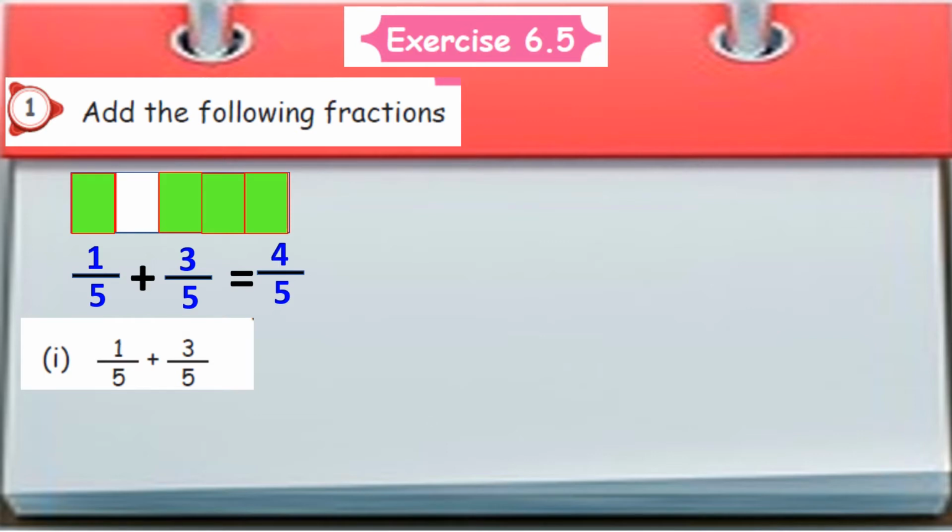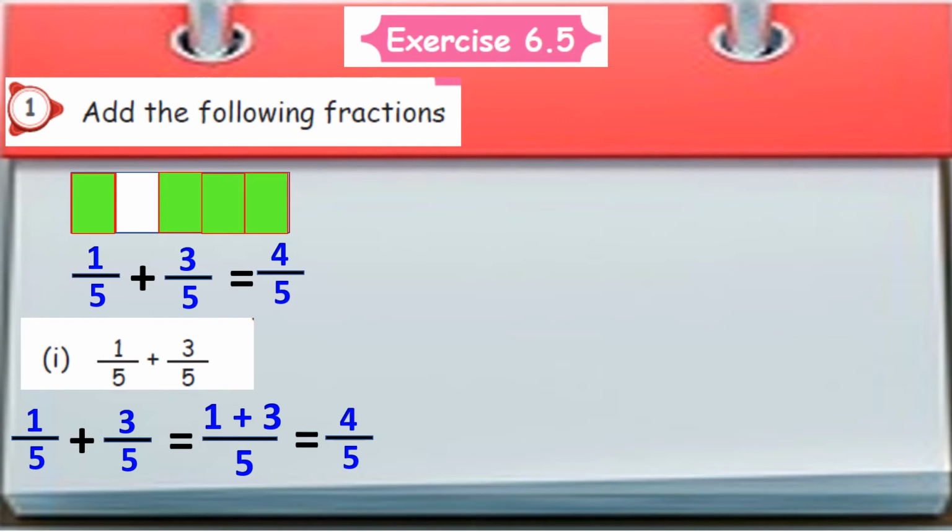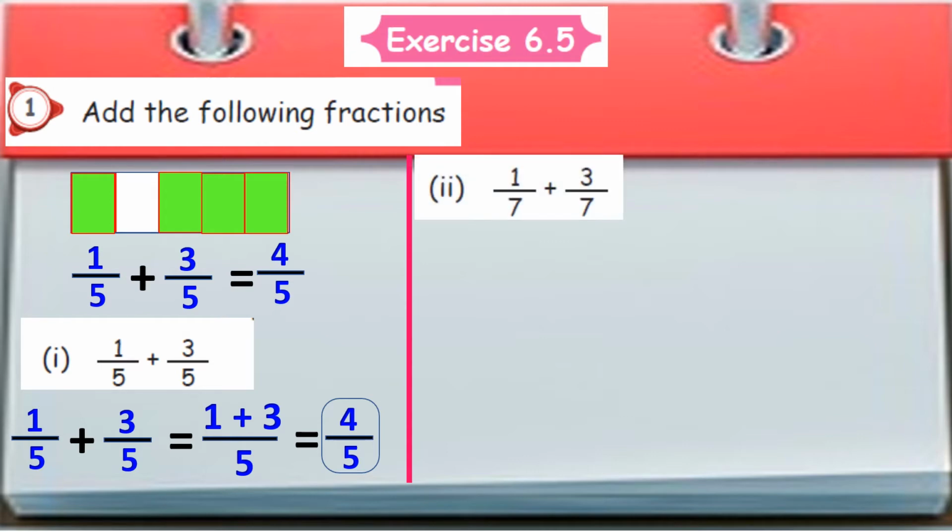So let us do the calculation here. 1 by 5 plus 3 by 5 is equal to, you have to write the denominator as it is, that is 5. But in the numerator, we have to add 1 plus 3. So that is equal to 4 by 5. If we compare these two, both are equal. So this is the explanation. Hereafter you can do it by yourself. So let us move to the next sum.